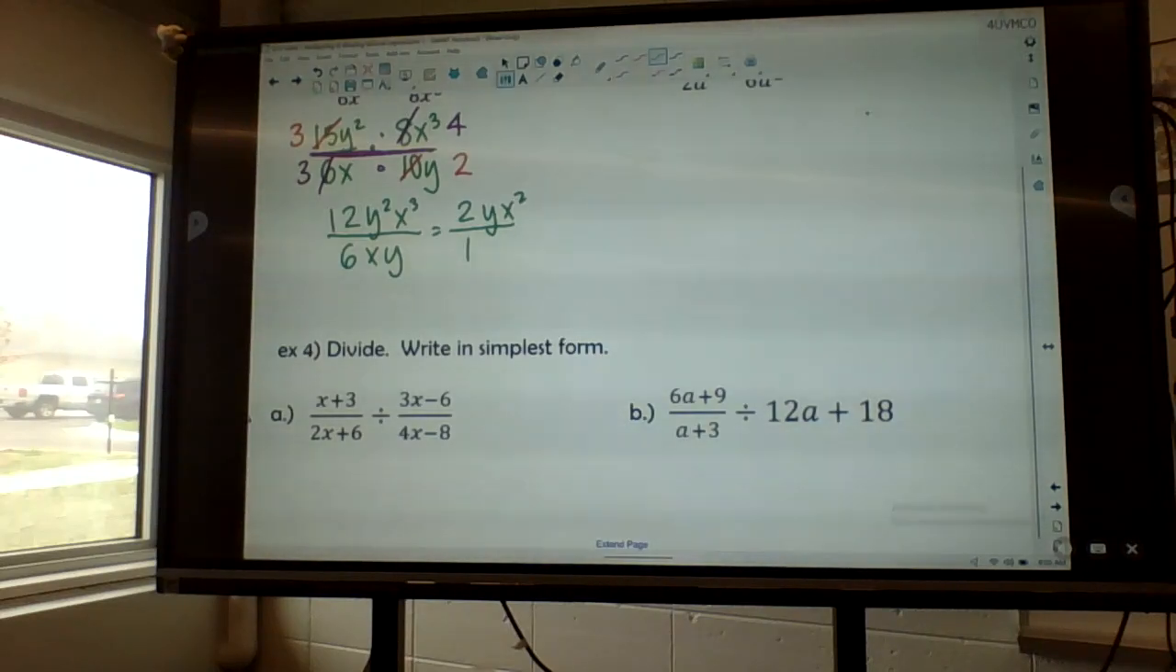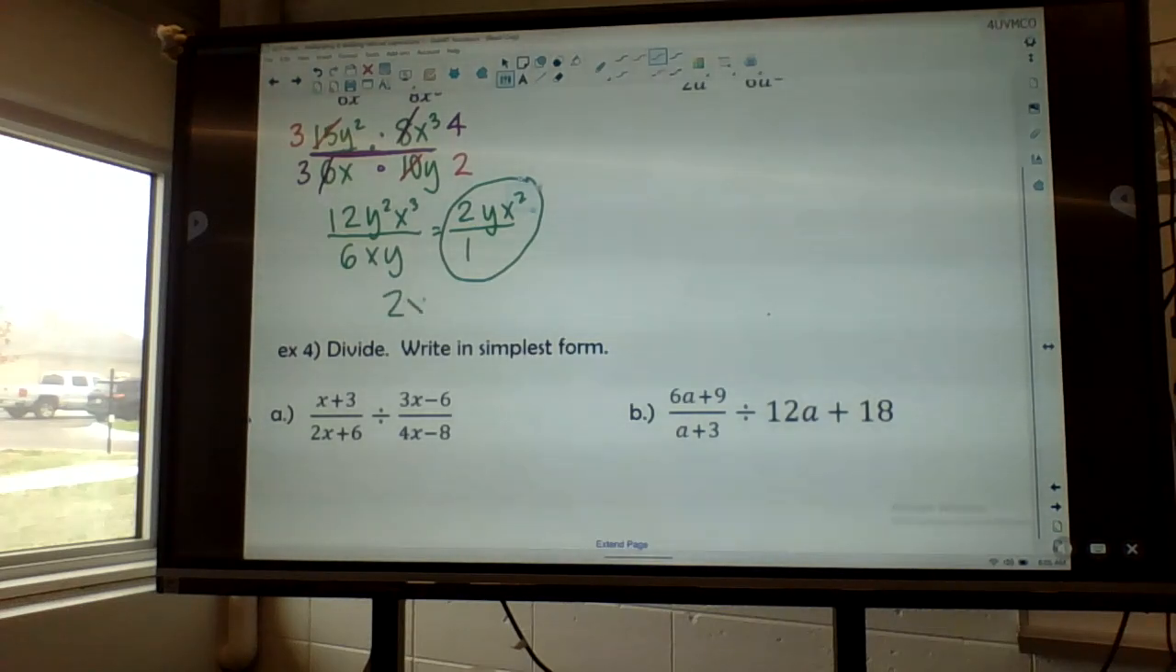My sleeve or something. So x to the third over x will just be x squared. So everything's on top, so you could leave it this way. Otherwise, you could just call it 2y x to the second. The order you have them in doesn't matter. If you want to put the x first, that'd be great.